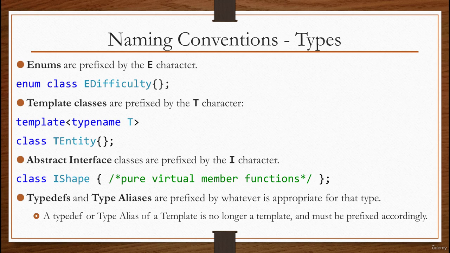Then for typedefs and type aliases, I prefer to prefix them with whatever is appropriate for that type. Because if you think about it, a typedef or a type alias of a template is no longer a template, right? You've already specified the type.